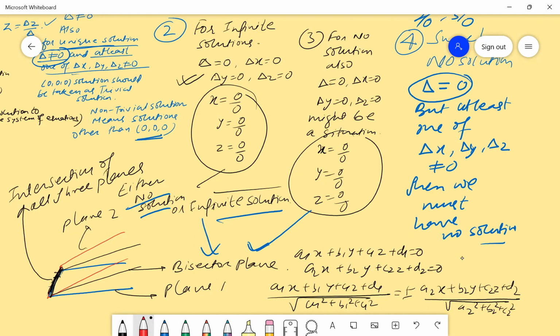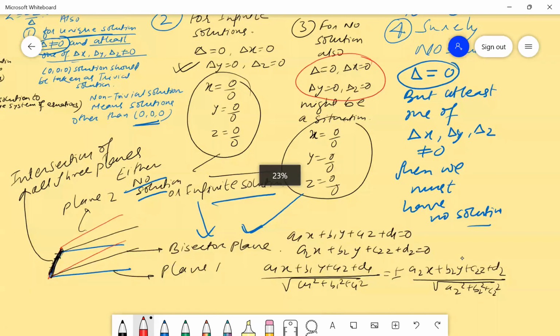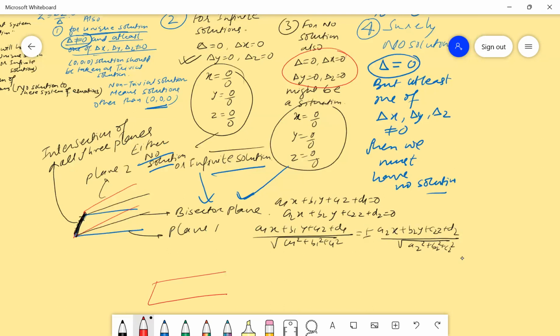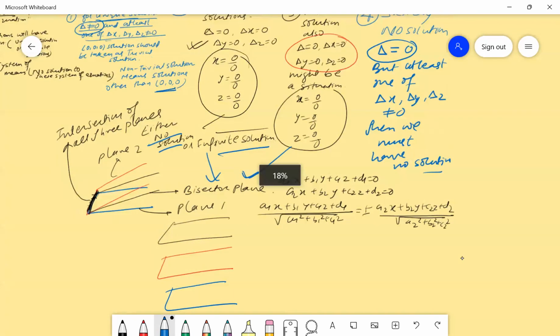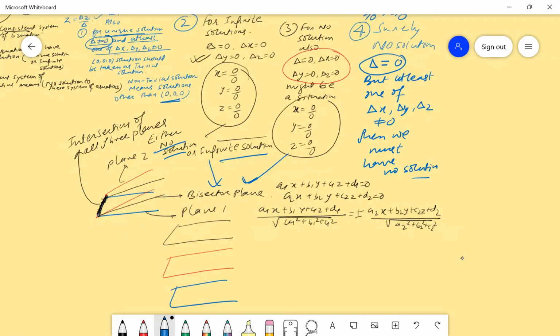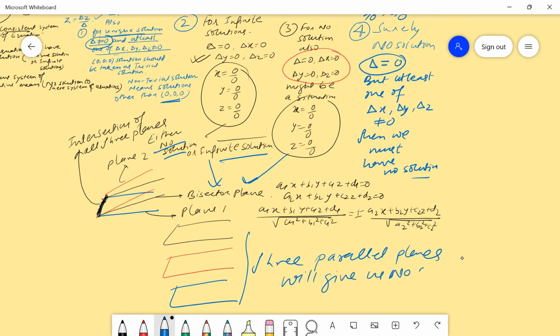Now what about this part? Again, we are getting all the things same. Delta 0, delta x 0, delta y 0, delta z 0, but no solution. So how to visualize this situation? This is very simple. You take three parallel planes. Plane number 1, plane number 2, and suppose there is a plane number 3. Now three parallel planes, nothing common in between them, will give us no solutions.